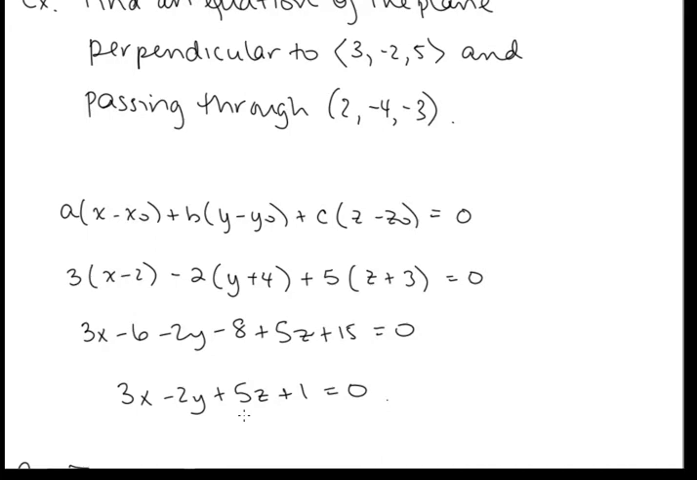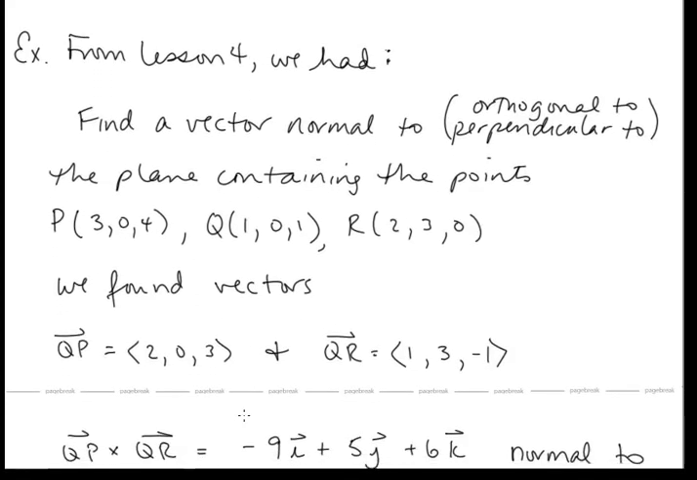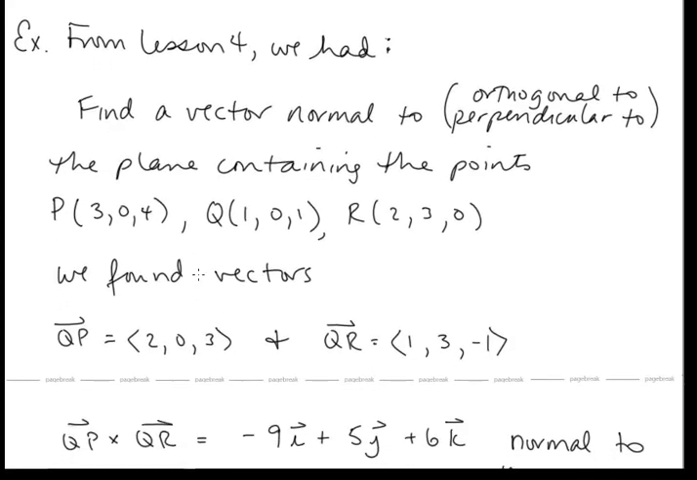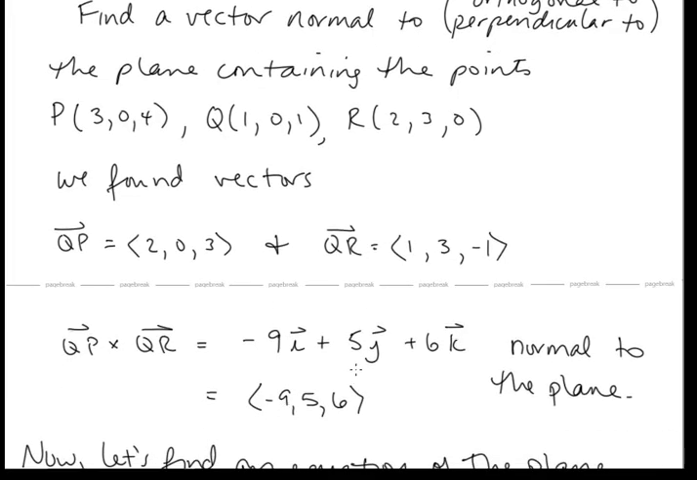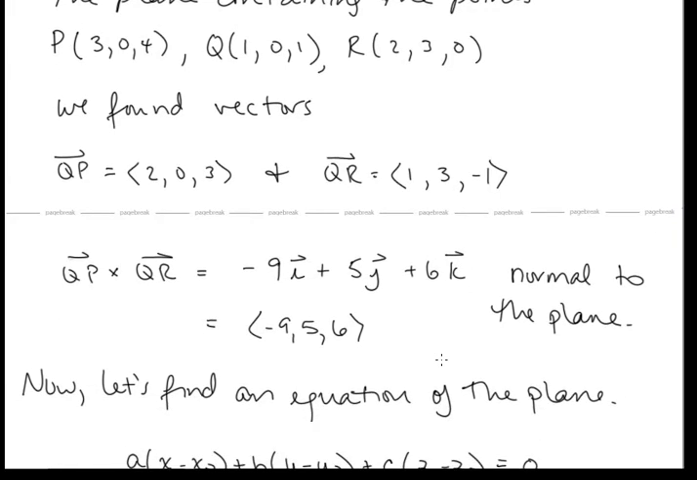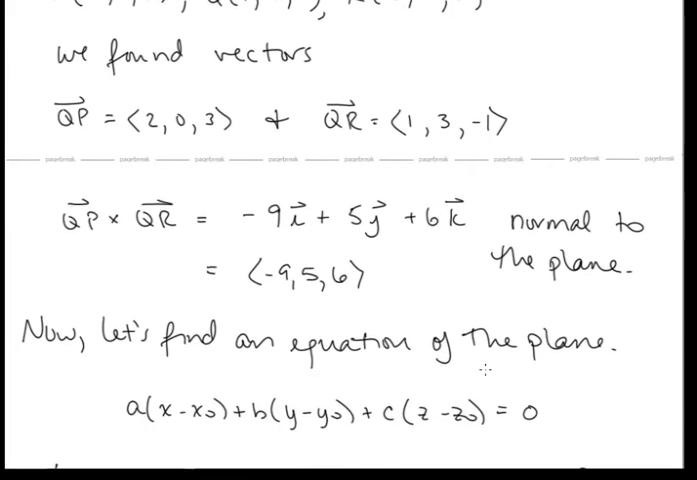Now from back in lesson 4, we had an example, find a vector normal to the plane containing these 3 points. And in order to find that vector normal to the plane, we had to first create vectors, QP and QR, and then take their cross product, and that would be a vector normal to the plane. We found that vector to be negative 9i plus 5j plus 6k. Now we want to ask a little bit more. Let's find an equation of this plane.